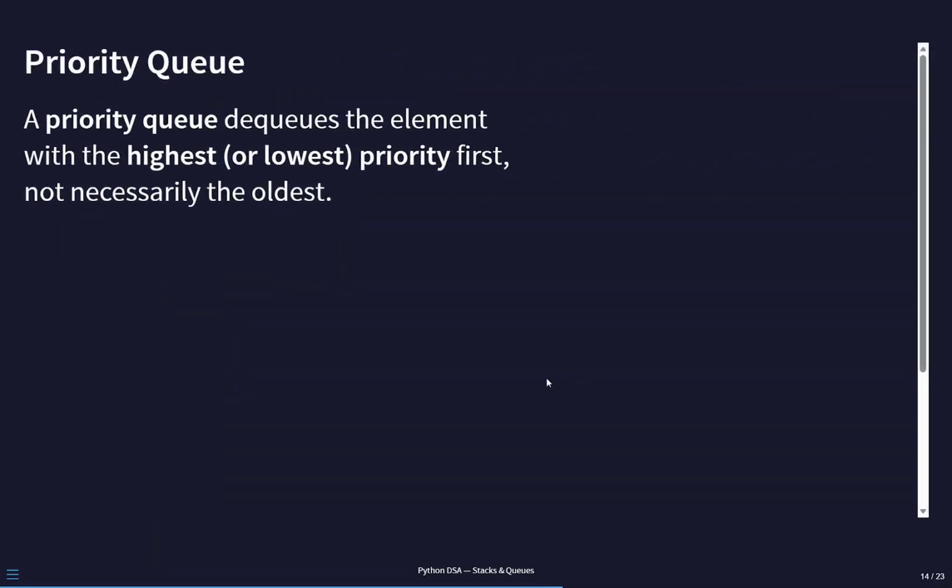Next, a priority queue generalizes the queue concept. Instead of serving elements in the order they were added, it always serves the element with the highest priority, or lowest priority number in min-heap terms, regardless of insertion order. Think of an emergency room. Patients aren't seen in arrival order. Critical cases jump to the front regardless of when they showed up.